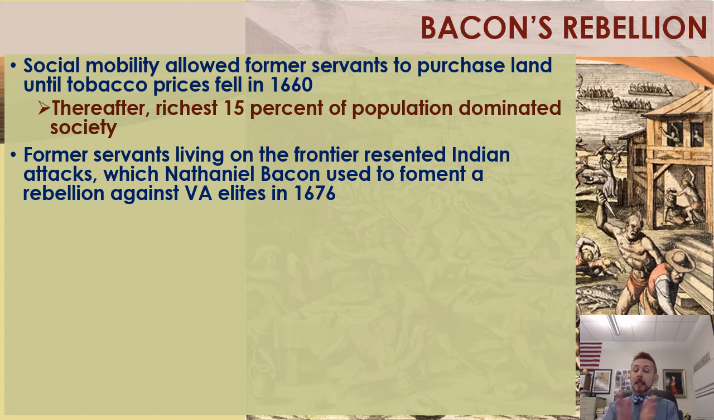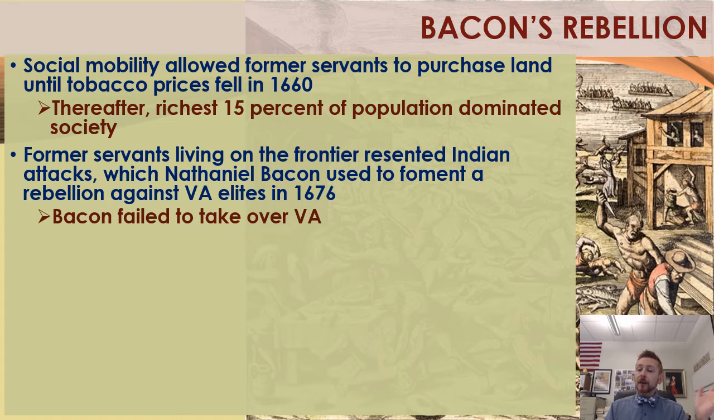So he leads a two-pronged attack. Let's kill Indians, let's attack the elites, and Virginia goes into a full-fledged two-headed rebellion. Bacon failed, though. They did take Jamestown, September of 1676, and then Bacon died of bloody diarrhea. Yeah, what a way to go.